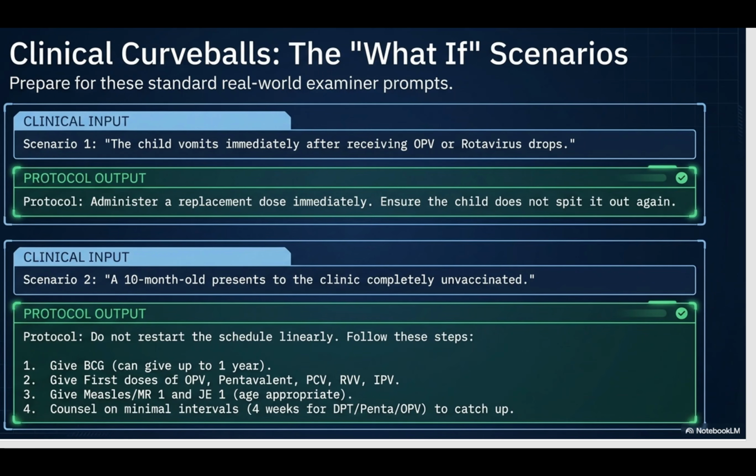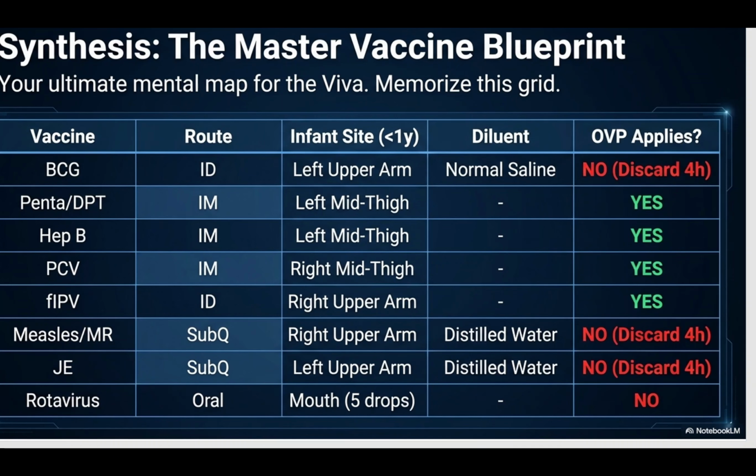Now, some what if scenarios are put by some examiners. So, real life situations like child vomiting after the oral dose or any patient coming unvaccinated completely at a later age, these are the common favorite questions. You can pause this video and see the situation. Accordingly, we should always have a vaccine blueprint. Like this chart represents all the vaccines and what is the diluent, what is the site, what is the route, and whether any open vial policy applies or not.